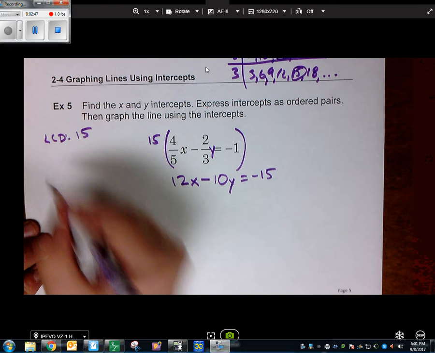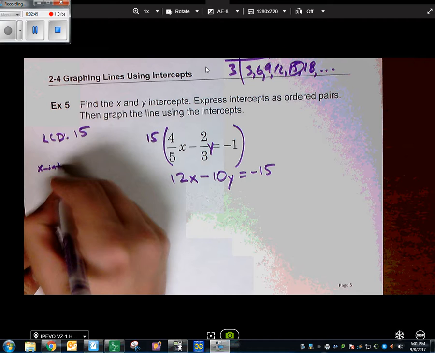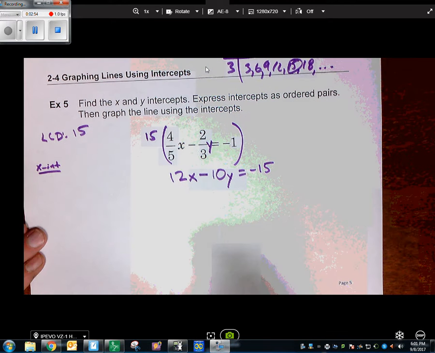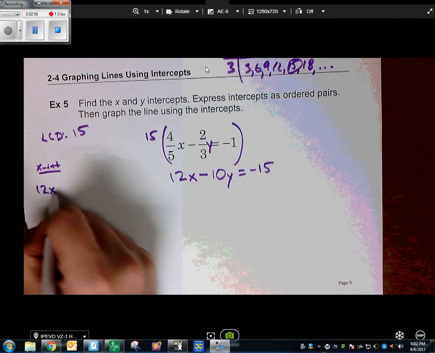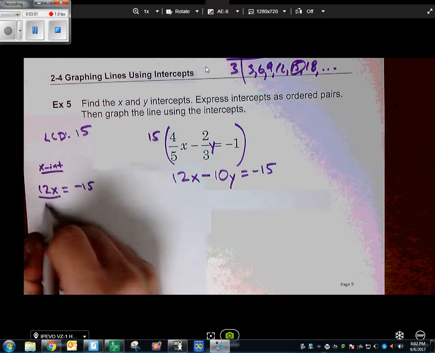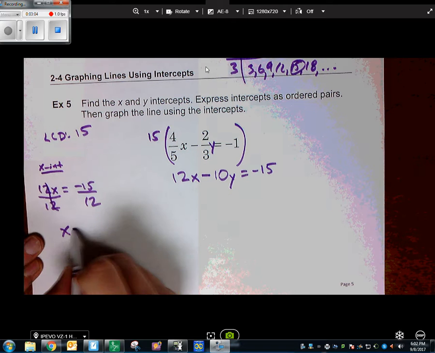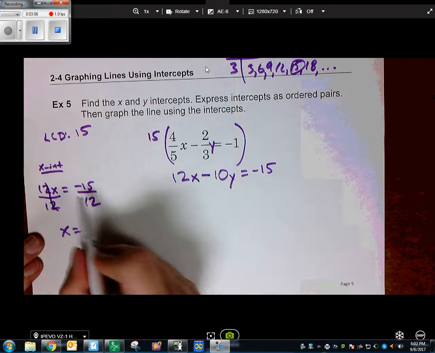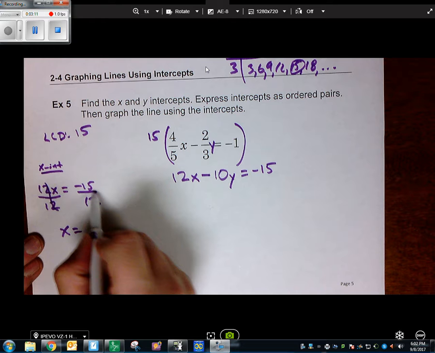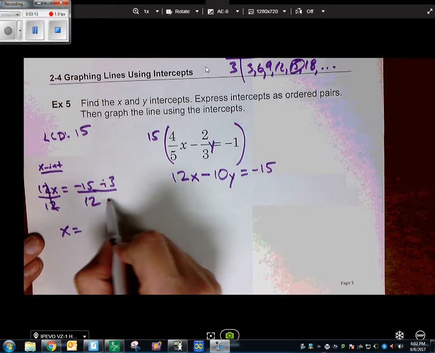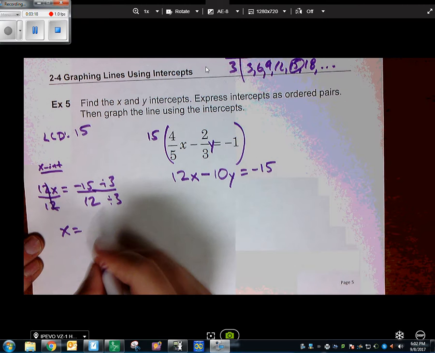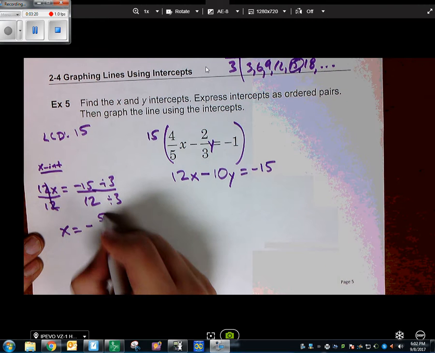Let's do that. To find the x-intercept, I'm going to ignore y. So this minus 10y I completely ignore, and what's left is the equation that I need to solve to find my x-intercept. Divide both sides by 12. Bam! Here's my x-intercept. Negative 15 over 12. Can we reduce that any? Yes, we can. We can divide both by 3, right? Divide by 3. And when we divide both by 3, what do we get? That's going to be negative 5 over 4.